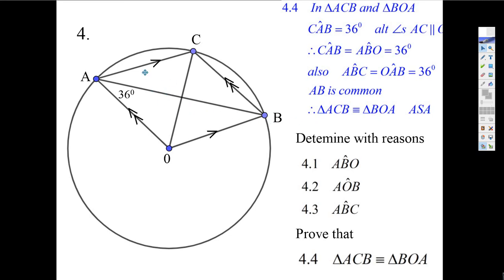Congruent means the sides and the angles must match up perfectly. They must be exactly the same. So we just did a congruency proof there. Well, I hope that helped.